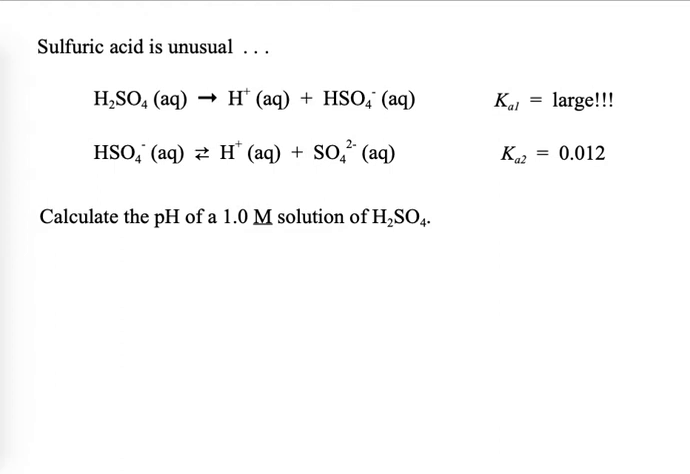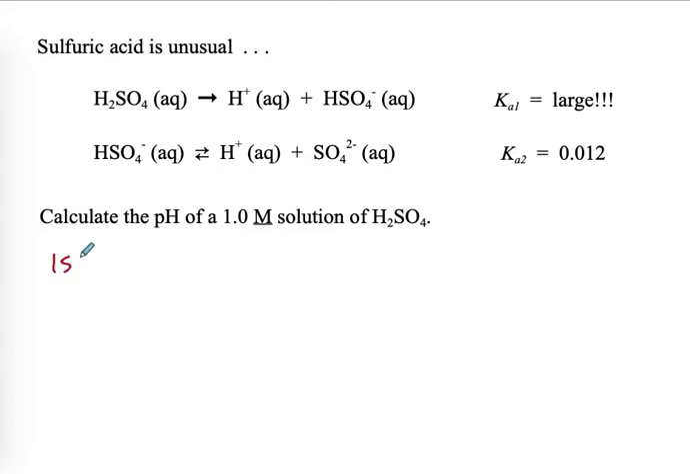Sulfuric acid is very unusual in that it is a diprotic acid whose first ionization is a strong acid ionization. So for the first ionization of H2SO4, as I've shown in the first equation, Ka1 is so large that we don't measure it. We assume that H2SO4 is completely ionized to form H+ plus HSO4-, the hydrogen sulfate anion. The second ionization, the ionization of the hydrogen sulfate anion into the hydrogen ion and the sulfate anion, is a weak acid ionization, but 0.012 is a pretty large equilibrium constant for a weak acid ionization. So let's calculate the pH of a 1 molar solution of sulfuric acid.